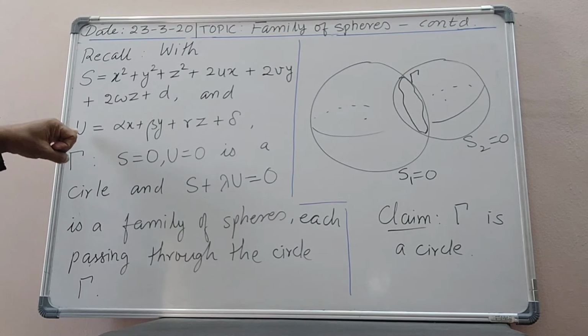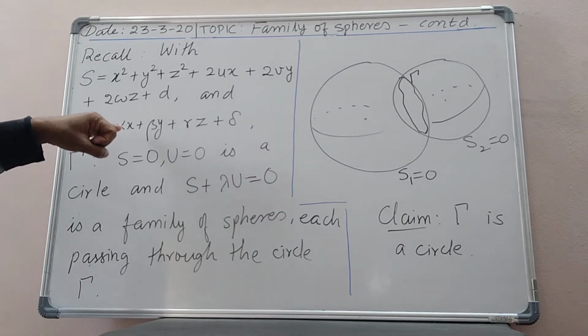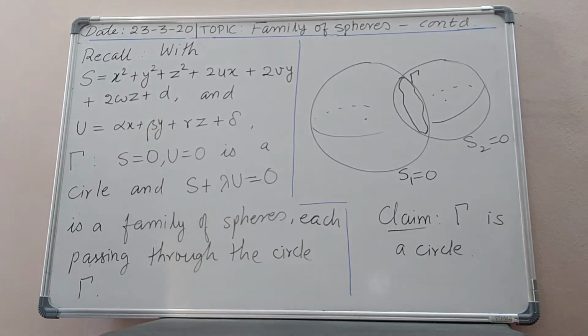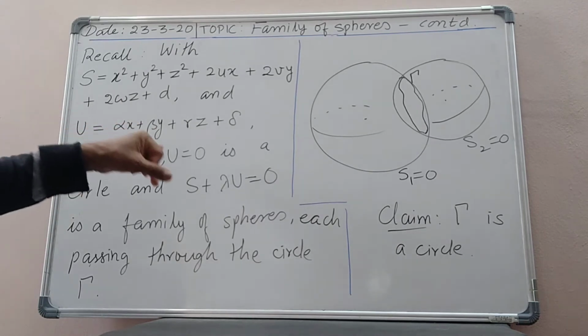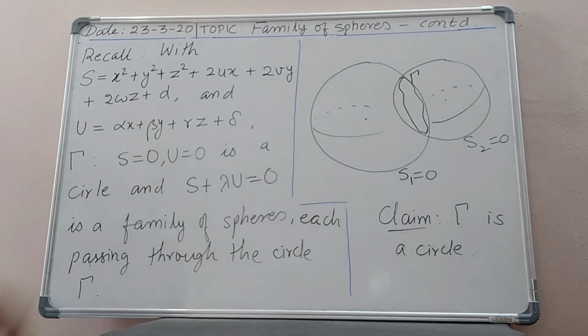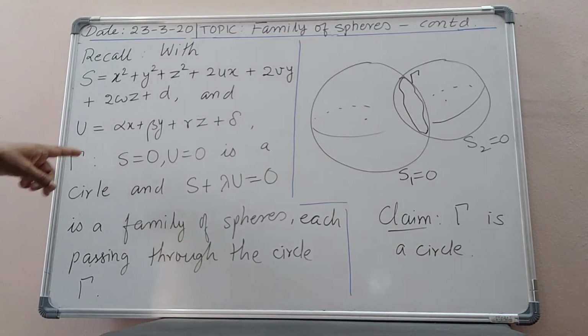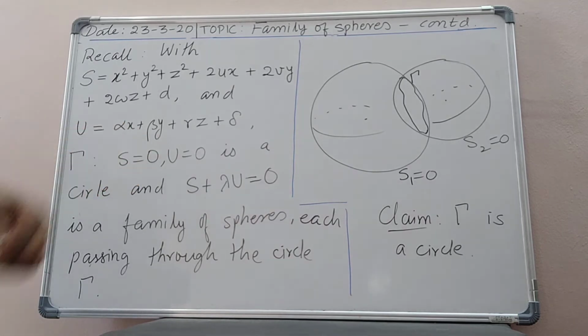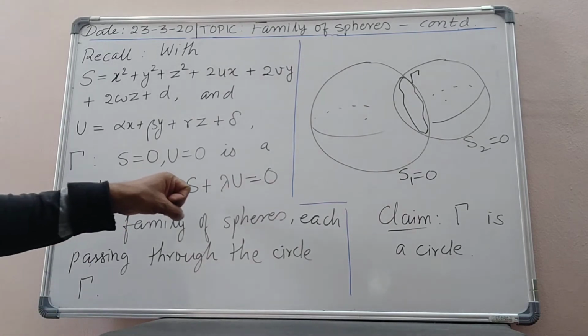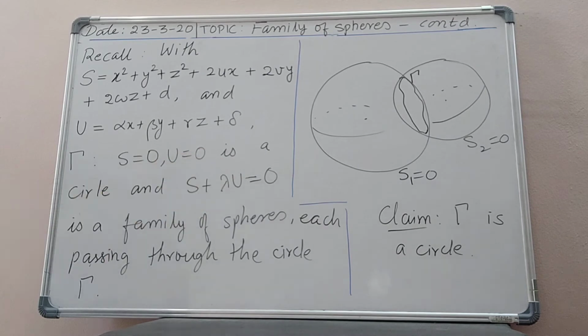We have taken U to stand for the expression alpha x plus beta y plus gamma z plus delta, and if you put U as 0, you get a plane. If gamma are the points which are common to S equal to 0 and U equal to 0, you get a circle. And if you look at the equation S plus lambda U equal to 0, you get a family of spheres, each passing through the circle gamma. This is what we had done earlier.